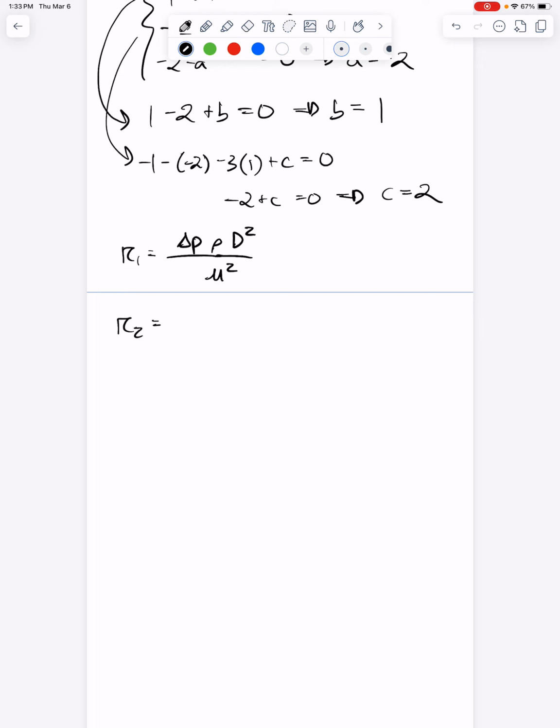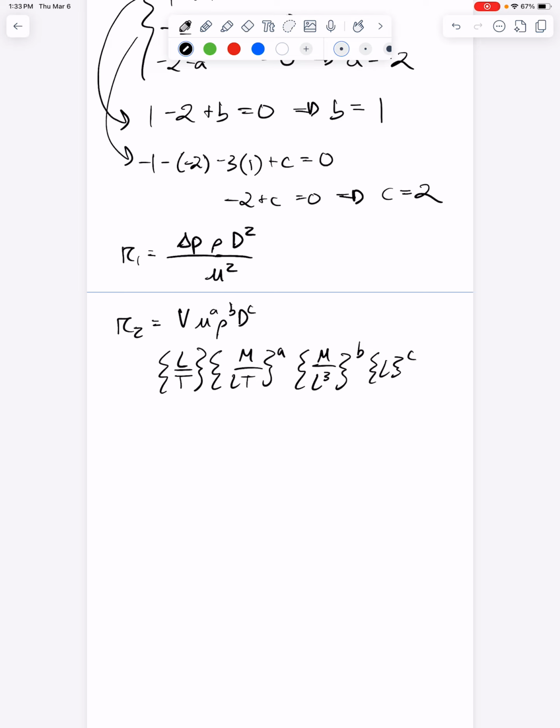Okay, pi group 2 is velocity. We're working with velocity, and we have mu, rho, and d to the power of a, b, c, respectively. Break it down: L over t times mu, mass over length times time, to the power of a, density, mass over length to the power of 3, to the power of b, times length to the power of c, all is equal to 1.